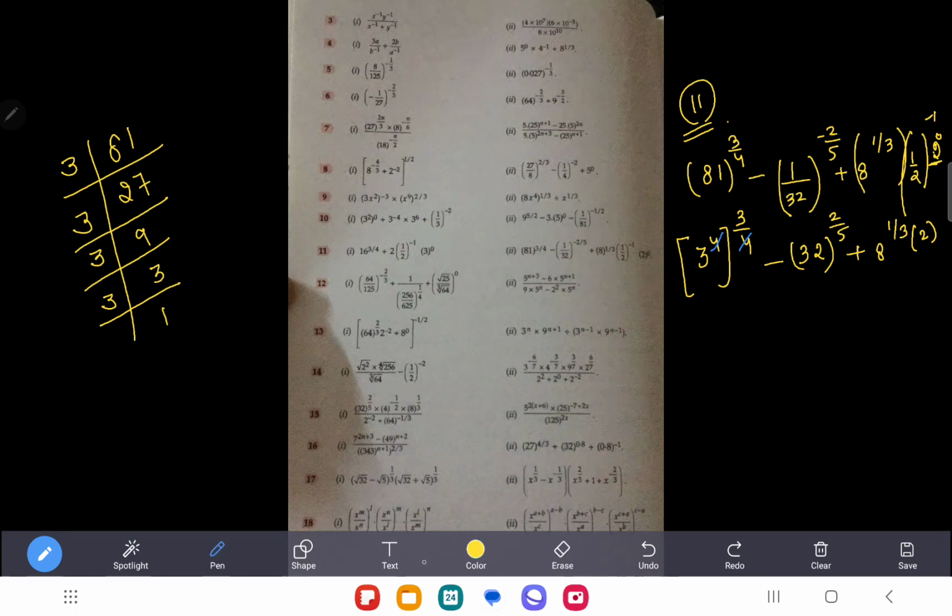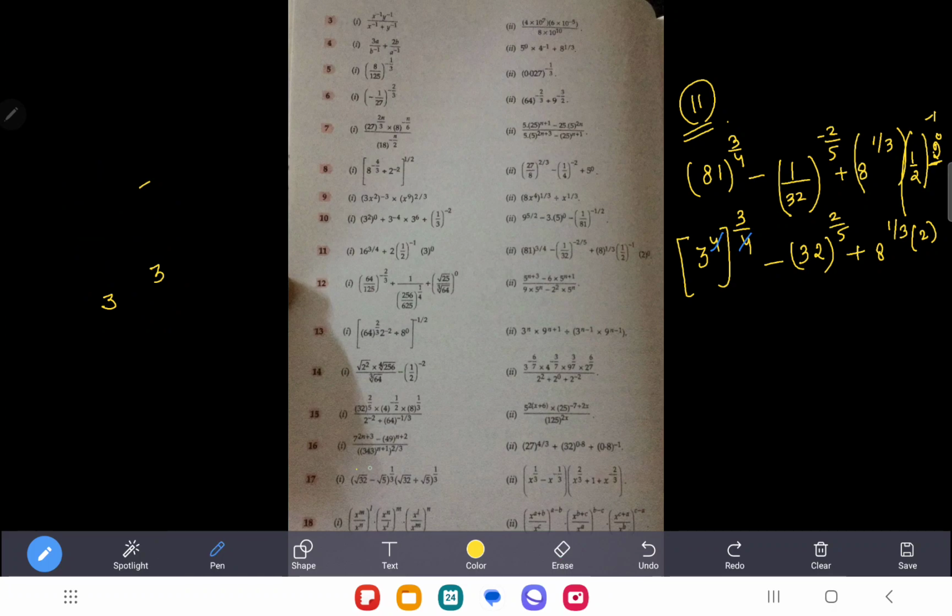Then what do you think you should be solving first? We should solve the first part, which is 3 to the power of 4 to the power of 3 over 4. So then you cancel the 4. Correct. So then that'll be 3 to the power of 3, which is 27. Correct.